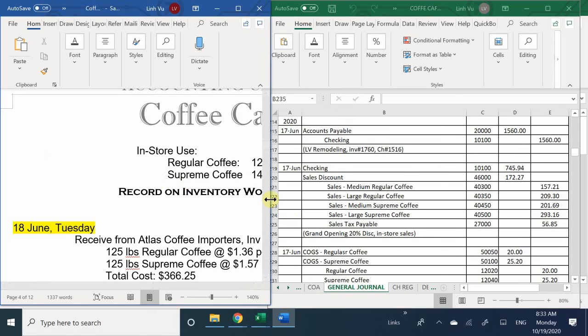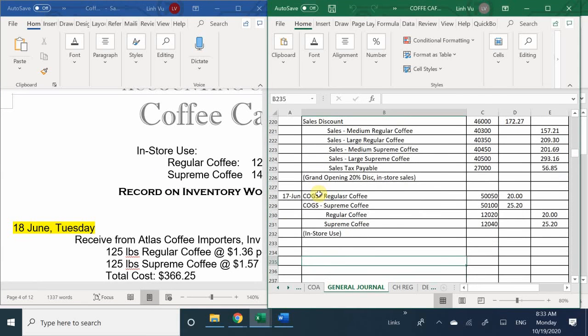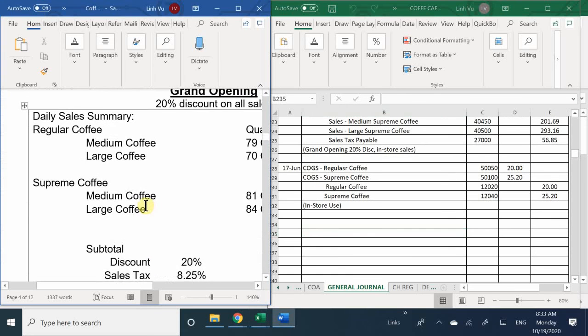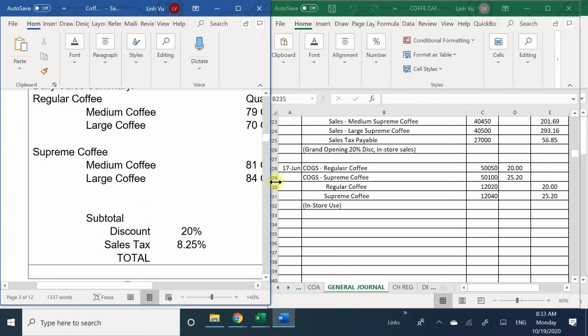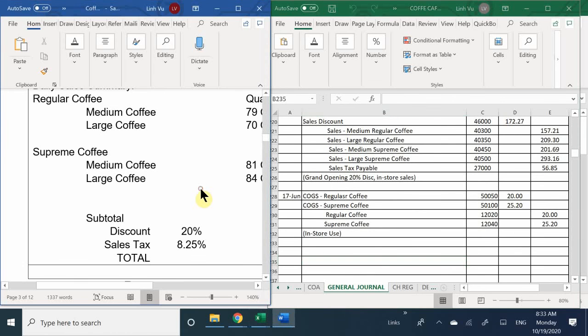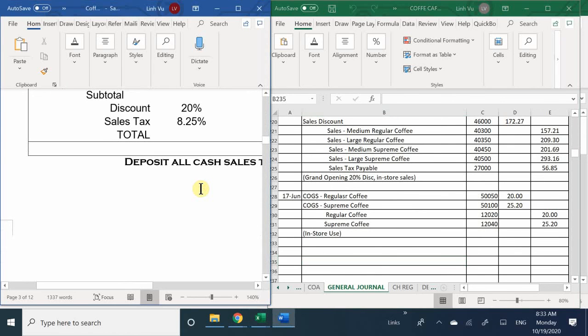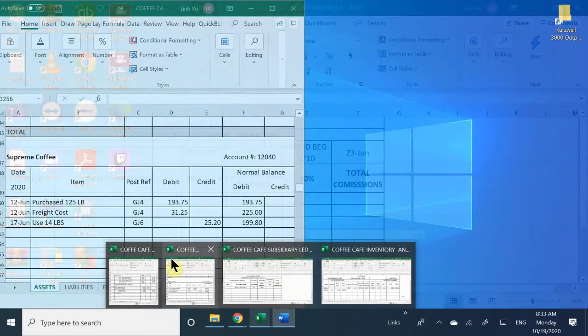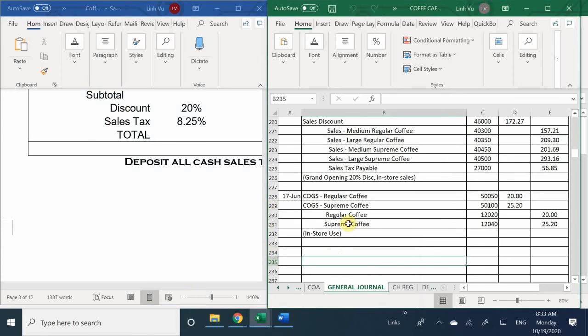All right, so last we left off, we finished up the 17th of June, okay? We've entered in our first sales, and we've also entered in our cost of goods sold because we have perpetual inventory. So now our inventory worksheet has been updated. I believe it has. Yes, it has, with our cost of goods sold. So all we have to do now is continue on to the next day.